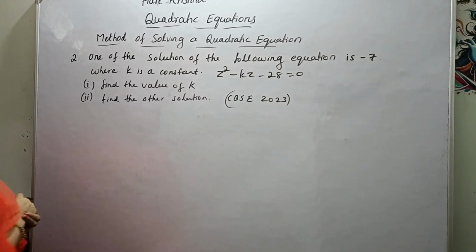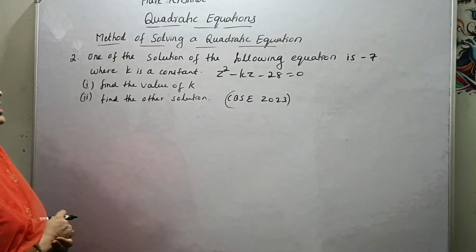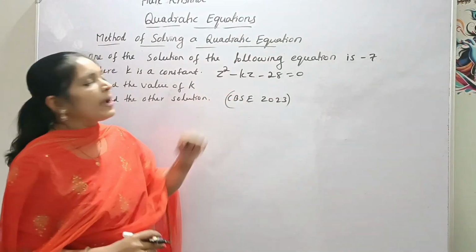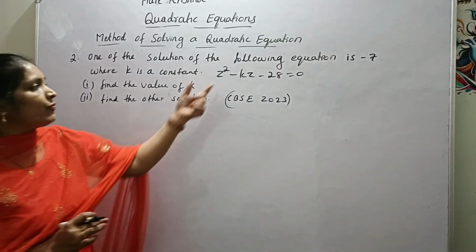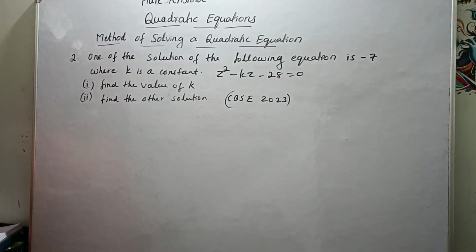Look at an important question. One of the solutions of the following equation is −7, where k is a constant. The given quadratic equation is z² − kz − 28 = 0. Here the variable is z. First question, find the value of k. Second question, find the other solution.